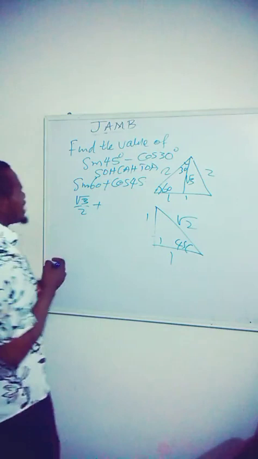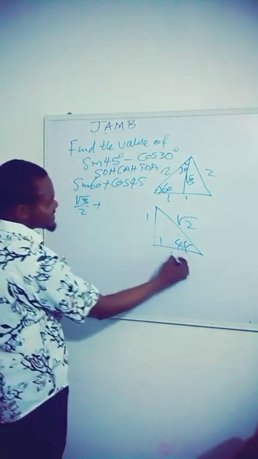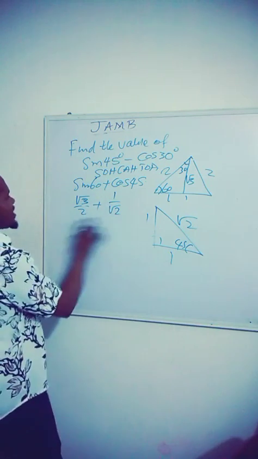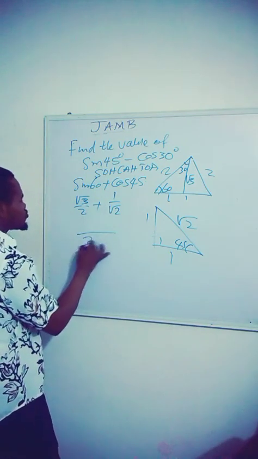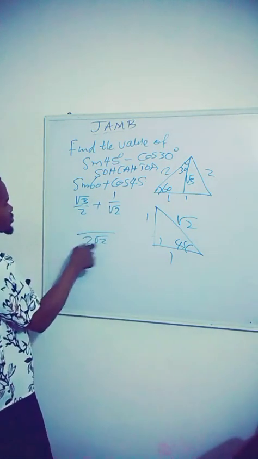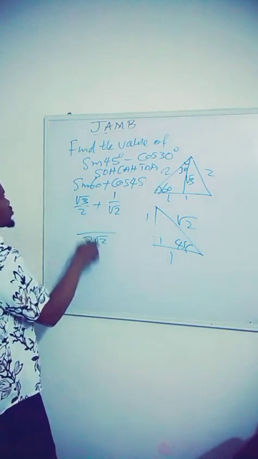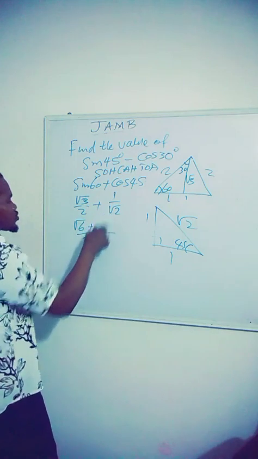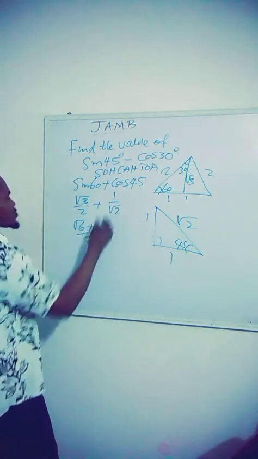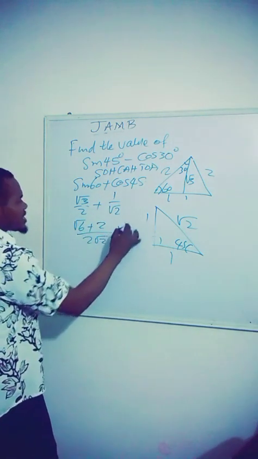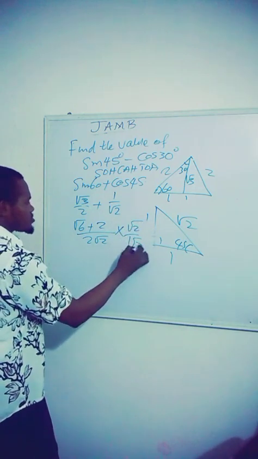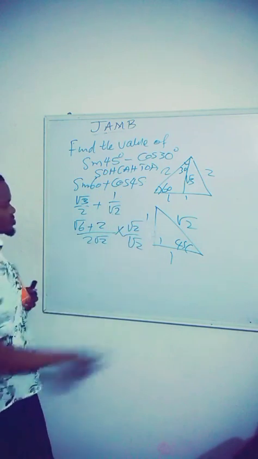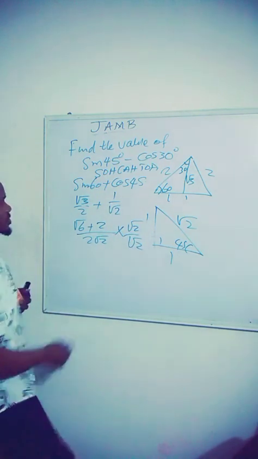So now let's do this. Cos 45, adjacent over hypotenuse, is 1 over root 2. So the LCM of this is 2 root 2. 2 cancels 2, you are left with root 2. Root 2 times root 3 is root 6, plus root 2 cancels root 2, you are left with 2 times 1, that is 2. So you need to rationalize this by root 2. If you put 2 here, at the end of the day it is going to cancel out, so just use only the root.